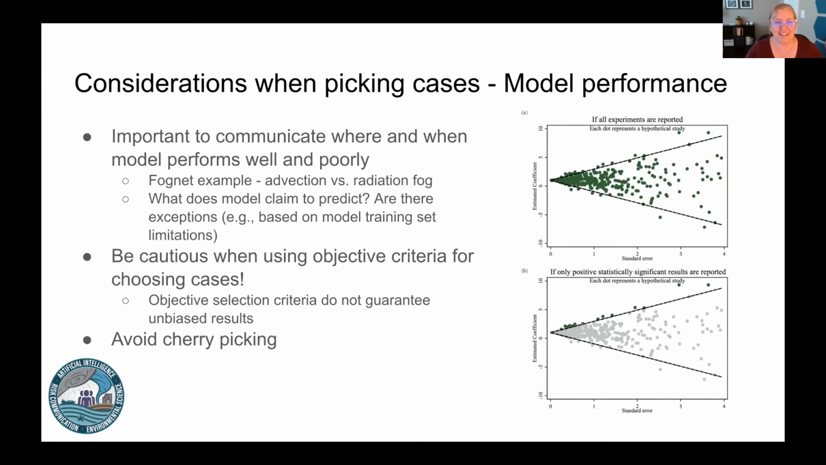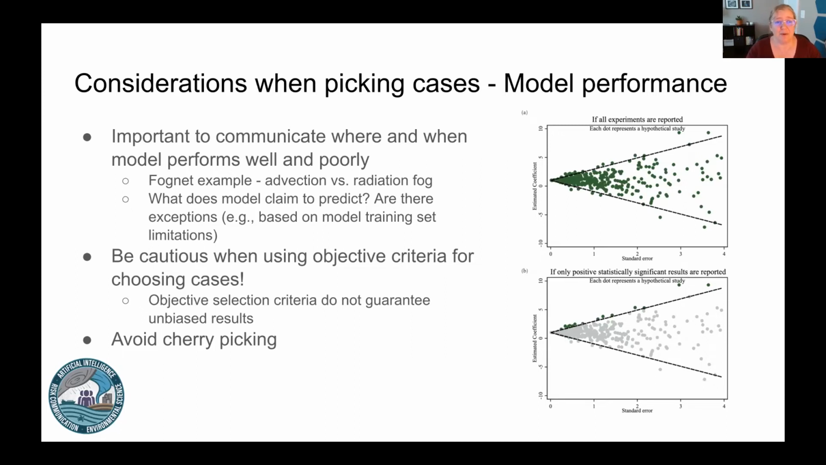So one consideration to take into account when picking cases is model performance. And as Chris showed, there's a lot of ways that we can look at our verification, our larger scale verification statistics to help us pick cases that we think are appropriate or important to show to users. It's important to communicate where and when the model performs well and also poorly. As far as performing well, we really want to give the forecasters a sense of where these new technologies are more applicable. And I'm using forecasters sort of generically as users right now because that's my bias in that I work mostly with forecasters, but we could apply this to other entities as well.